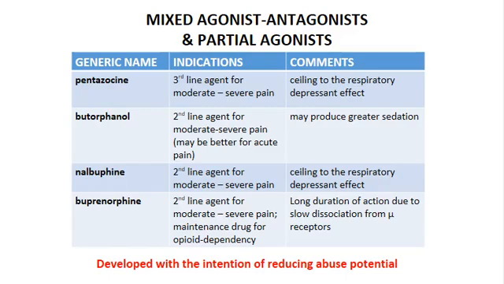And these are the mixed acting agonists or partial agonists, which are like antagonists. And so pentazocine, butorphanol, buprenorphine, and the indications are listed here. So, the second, third line agent for different types of pain levels. These mixed compounds were actually deliberately developed with the intention of reducing the abuse potential, as well as ameliorating the major side effect of respiratory depression that's associated with opioids.